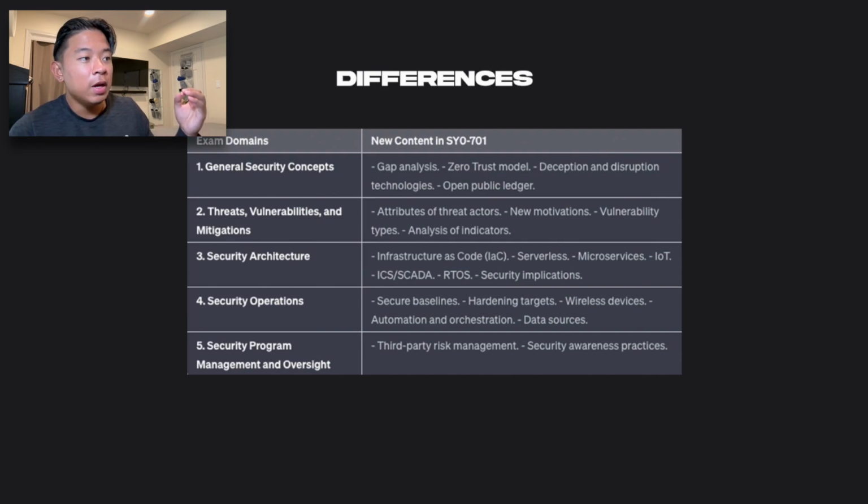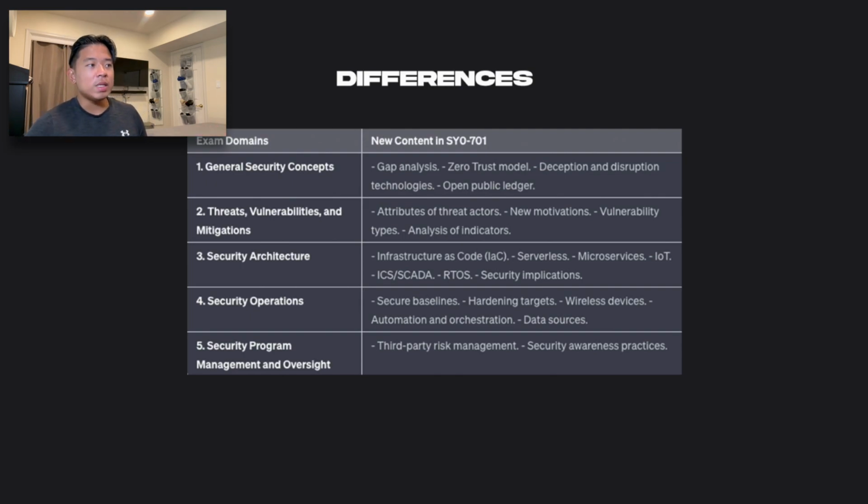Security architecture, we have infrastructure as code, we have serverless, microservices, IoT, Internet of Things, ICS/SCADA, RTOS, and security implications. So these are all things that you may need to look into a little bit further, a little bit deeper down on the 701 exam, because I know on the 601, we also had IaC, we also had microservices, and IoT. Serverless and the other acronyms right there at the bottom, and security implications, I don't 100% remember if it was on the 601 exam, so that might be something to look into.